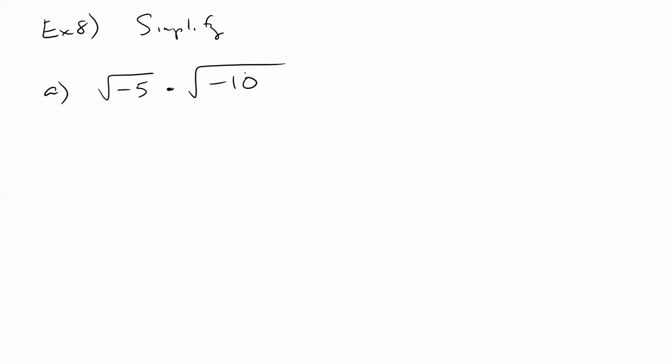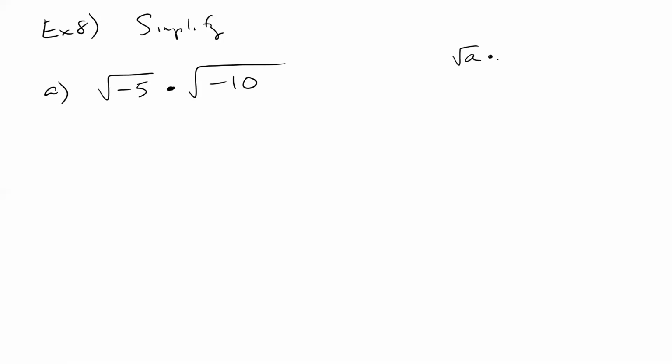Okay, so here's ourselves a little problem. The dot is a multiplication dot. So the square root of -5 multiplied by the square root of -10. We got ourselves a little problem. Let's go back to algebra 1. If you guys remember the rules from algebra 1, it said this.